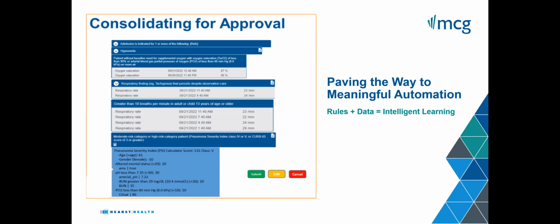So by combining rules, data, and user behavior, we're able to develop a pathway towards intelligent learning, not just machine learning, but training by subject matter experts at every step in the process. Automation is baked into the process, but the payoff is really establishing whether the care being requested is the right care. Go ahead.